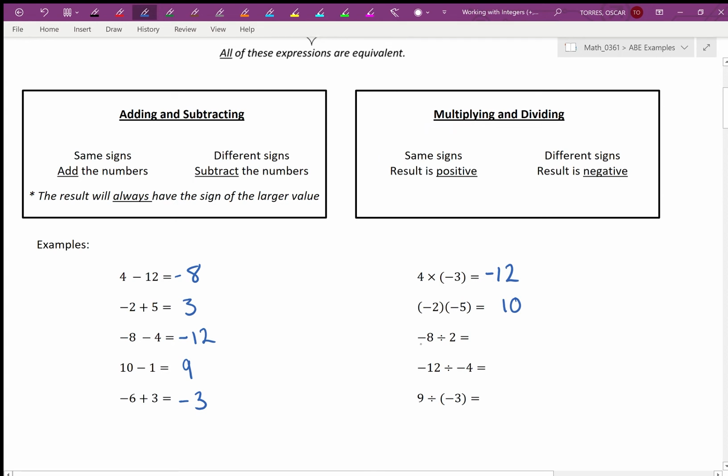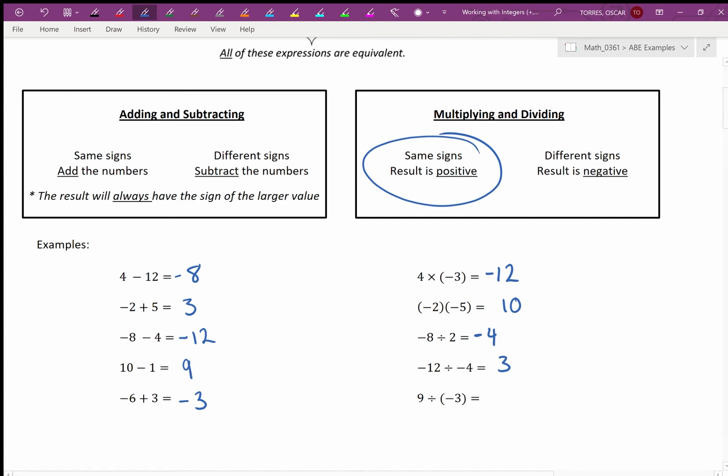For the next example, we have a negative 8 and a positive 2, and they're being divided. So they have different signs, which means that the result is going to be negative. So 8 divided by 2 is 4, but the result needs to be negative, so it's negative 4. For this next problem, we have a negative 12 and a negative 4. So they have the same sign, they're both negative. That means my answer is going to be positive. So 12 divided by 4 gives me a positive 3, and we're done with the problem.